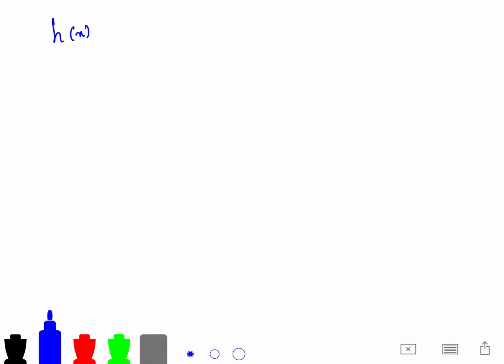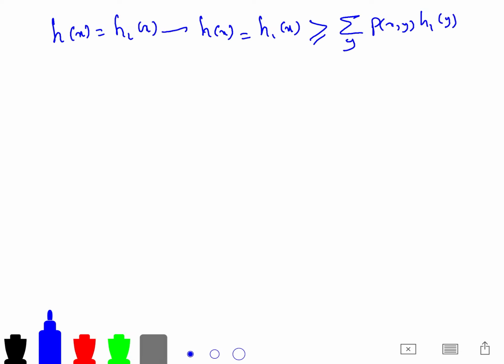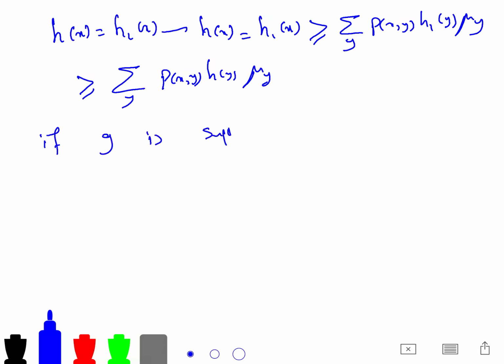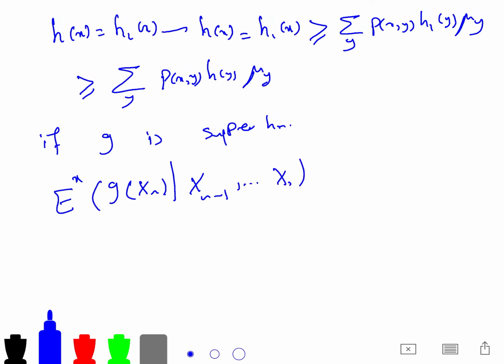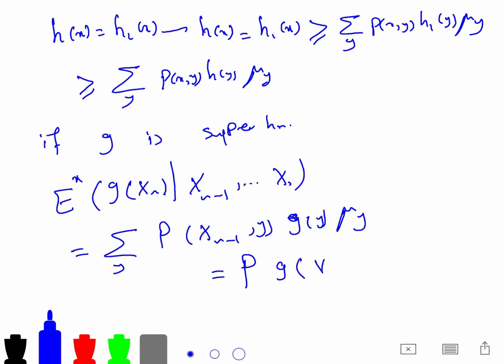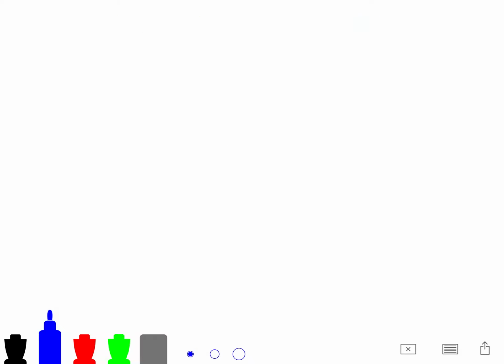And so if h of x is equal to h1 of x, then h of x is equal to h1 of x, which is greater than or equal to the sum of p(x,y) h1(y) mu(y), which is greater than or equal to the sum of p(x,y) h(y) mu(y). So if G is superharmonic, then we can write that the expectation of G(Xn) conditioned on Xn-1 and X0 is equal to the sum over y of the probability p(Xn-1, y) G(y) mu(y), which is less than G(Xn-1). So G(Xn) is a supermartingale.